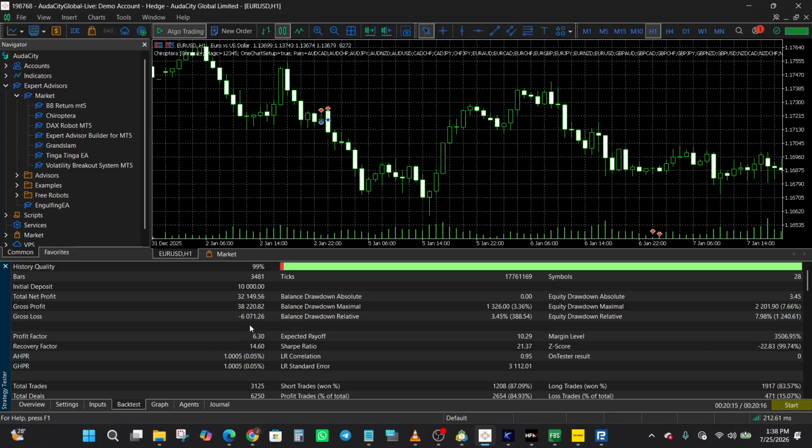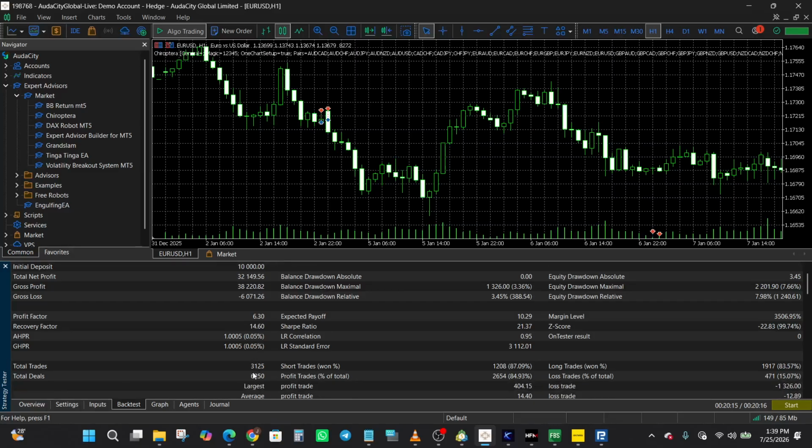Now, looking closer, the maximum balance drawdown was only 3.36%, and the equity drawdown maxed out at 7.66%. Both of them are genuinely low relative to the profit generated. The profit factor came in at 6.30, recovery factor at 14.60, and the win rate across 3,125 total trades sat at nearly 85%. Those are strong figures across the board, and they broadly line up with the single trades continuously managed TP and SL approach described on the page.